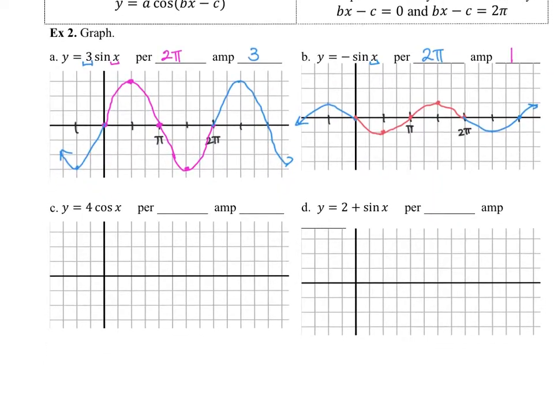Okay, let's try to do some stuff with cosine. This is a cosine function. The period is still 2 pi because the x is not being affected. The amplitude is the absolute value of 4, so it goes to 4.